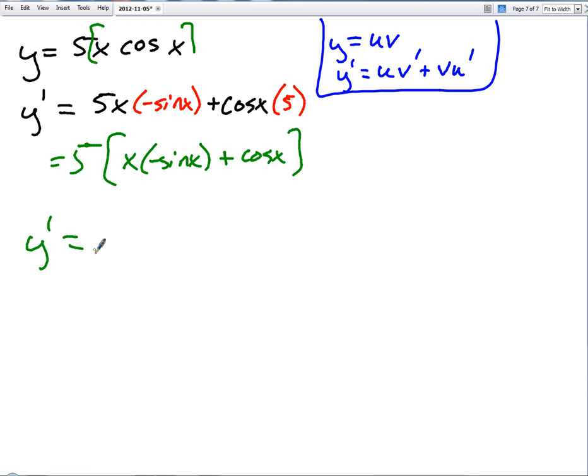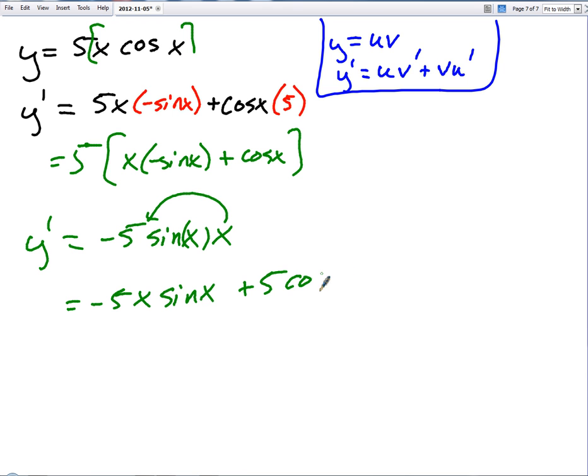It's a little bit confusing. If I were to say something like negative 5 sine x, x, that's a little awkward, isn't it? Because I've got those two variables next to each other. It forces me to maybe do something like that. And so we want to make this as unambiguous as possible. So we'd rather stick that variable out front and write this as negative 5x sine x plus 5 cosine x.